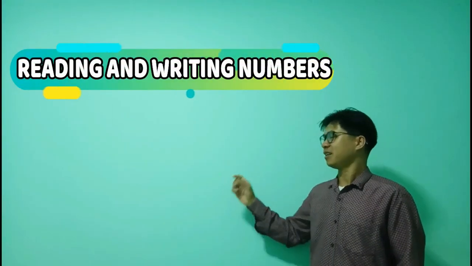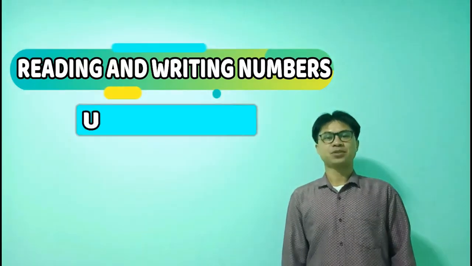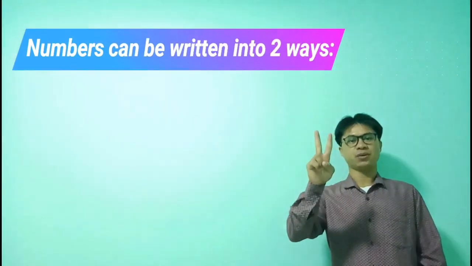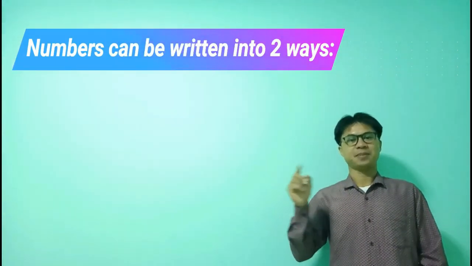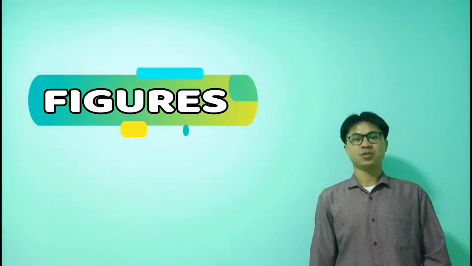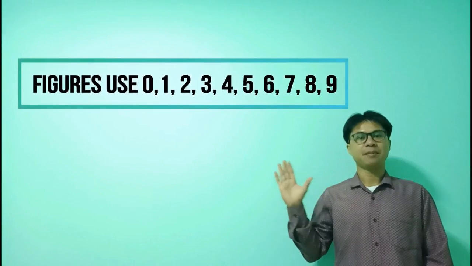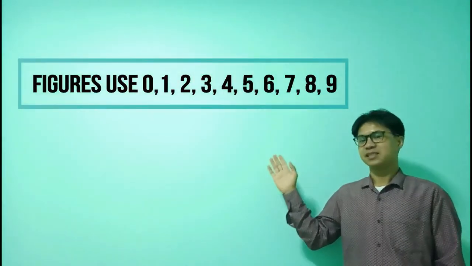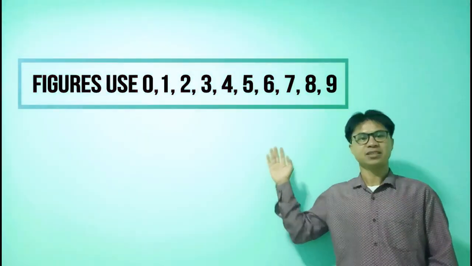Okay, so now our topic for today is about reading and writing numbers up to 100,000. Students, class, numbers can be written in two ways. First, it can be written in figures or what we call Hindu-Arabic numerals. In figures, we use the numbers 0, 1, 2, 3, 4, 5, 6, 7, 8, 9, and so on.